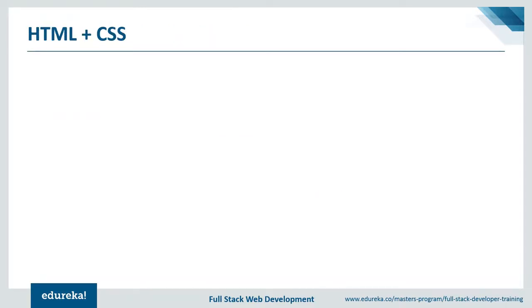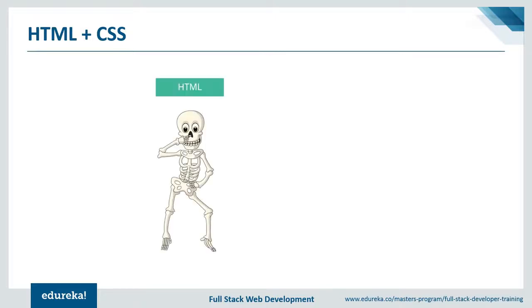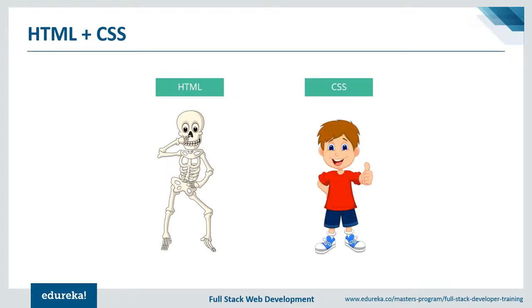Now let's look at an analogy to understand how HTML and CSS work. You need to understand the relationship between HTML and CSS in order to understand how a website can be built using HTML and CSS. Think of HTML as the skeleton of your web. It basically defines the structure of the web. On the other hand, CSS is like our clothes. We put on fashionable clothes to look better. Similarly, the web uses CSS for styling purposes.